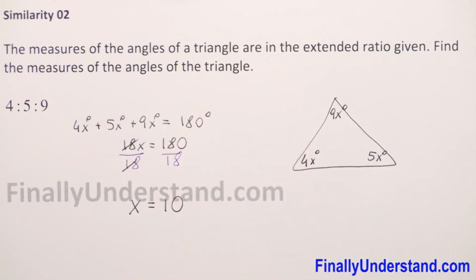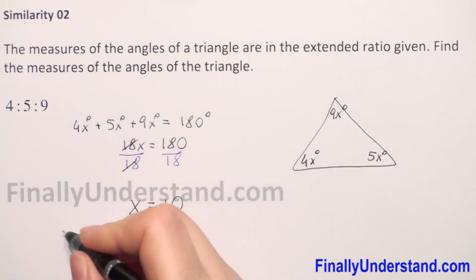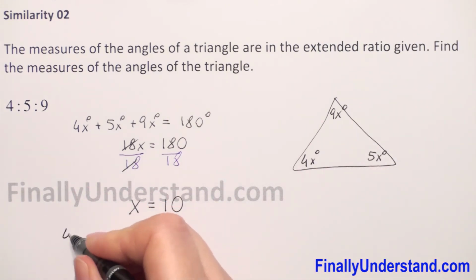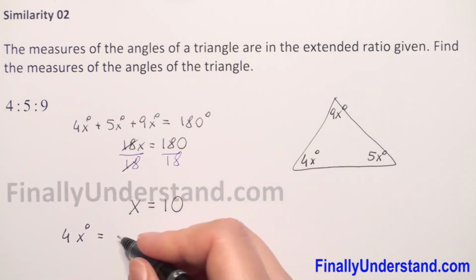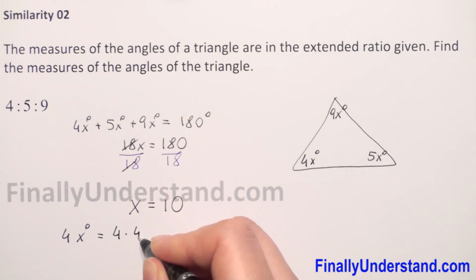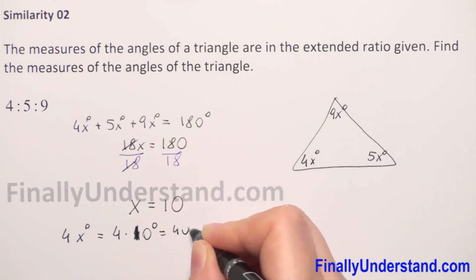So now when we have x, we can calculate the measures of the angles in our triangle. We have that the first angle is 4 times x degrees. So we will substitute x by 10. So we have 4 times 10 degrees. So this is 40 degrees.